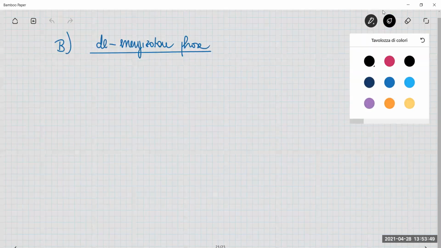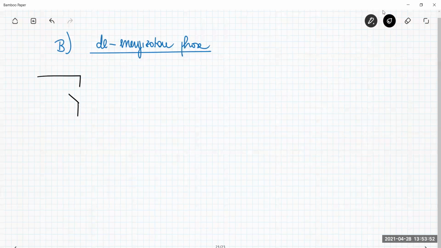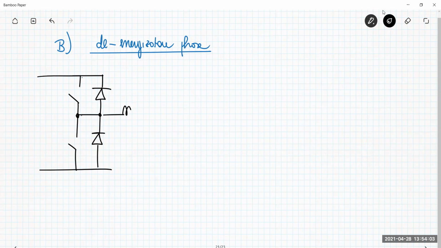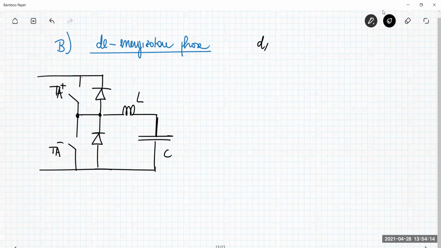But again, let me draw the half bridge. Ta plus, Ta minus. Here the duty cycle reduces from V maximum over Vt down to 0, and the current is negative.